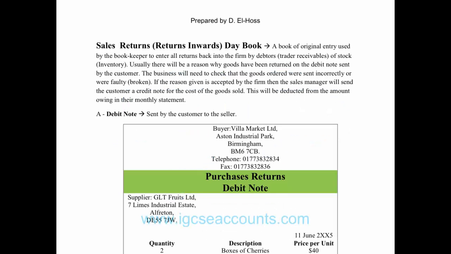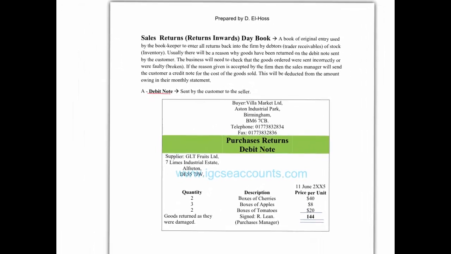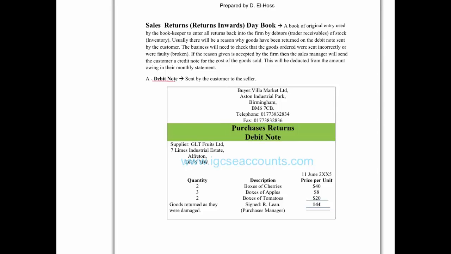When one of our business customers returns goods to us, they are going to also send with those goods a debit note. The debit note will outline very clearly what the goods are that they are sending back and the reason why they are sending them back, as well as the amount they're expecting as a refund. We can see very clearly in this debit note that the goods were damaged, which is why they're returning 2 boxes of cherries, 3 boxes of apples and 2 boxes of tomatoes, and they're seeking or wanting a refund of $144.